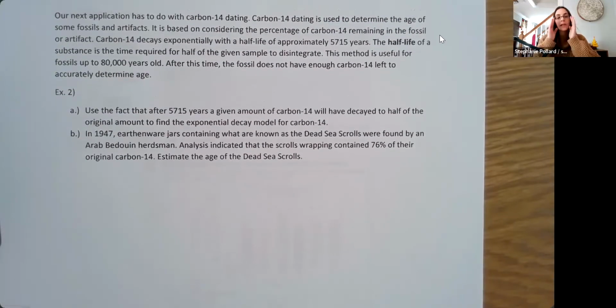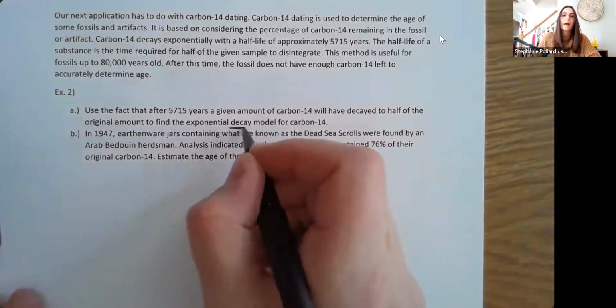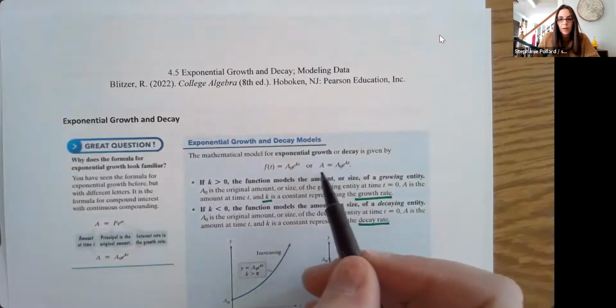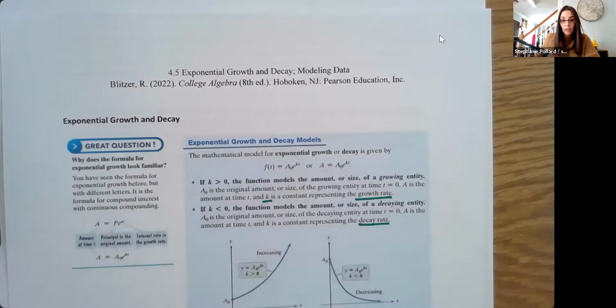All right, so let's use the fact that after 5,715 years, a given amount of carbon-14 will have decayed to half the original amount to find the exponential decay model for carbon-14. So I'm looking at decay here, right? So that amount is decreasing. So I'm going to start with my general formula, this one right here. And just remember that you're decreasing, so your K is going to end up being negative in this case.